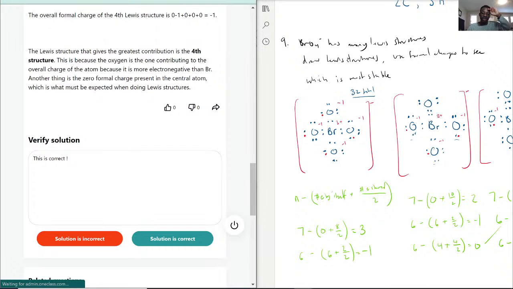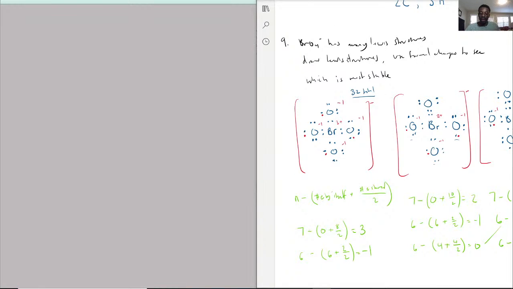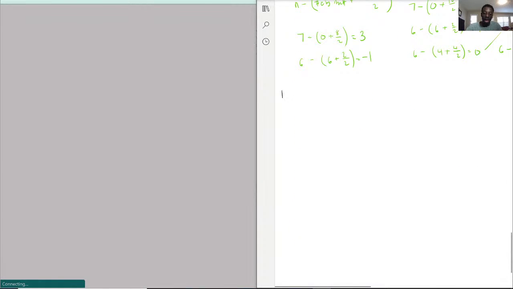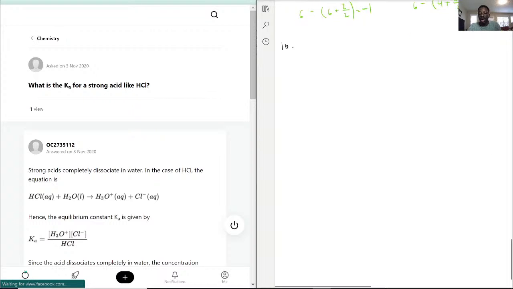Okay, so now let's go on to question 10. What is a Ka for a strong acid like HCl?